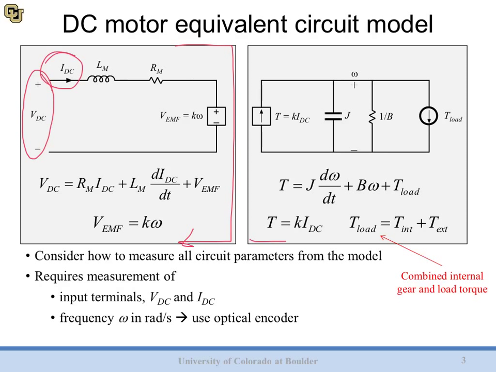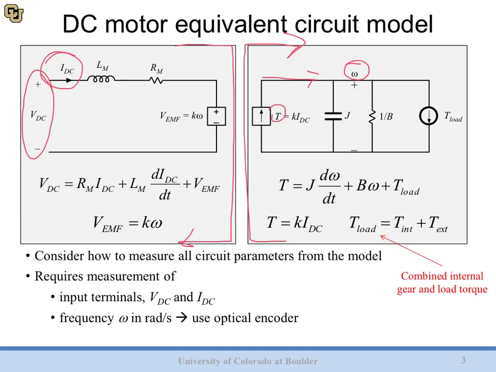On the right hand side we have the mechanical model of our motor. And you can see we've drawn it just like a regular circuit diagram. But you'll notice that we actually have torque, T, as our analog to current, and we have omega, or angular frequency, as our analog to voltage. So it's a little bit of a shift in thinking, but just remember that you can still analyze it just like a regular electrical circuit. It's just that the quantities have slightly different names.